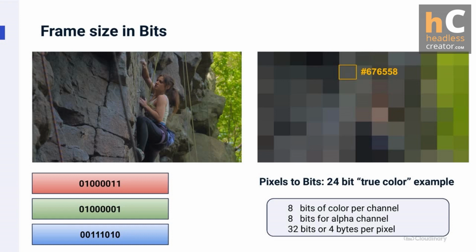So now, if I know the number of pixels, which is height times width, I can get the total number of bytes per frame. So let's take a look at how big this video might be.